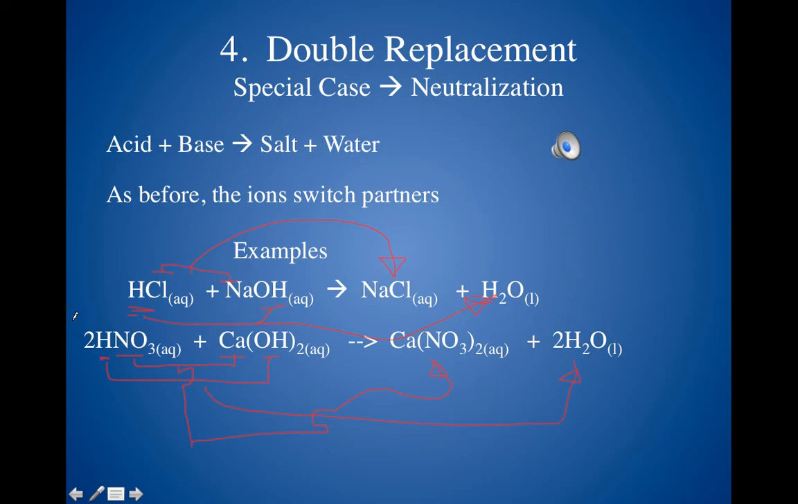Now you're going to say, well, what happens to the base and an acid? Same thing. What happens to the water and salt? Same thing, as long as they're on the proper side of the arrow. The acid and base have to be on the reactant side, and the salt and the water have to be on the product side. That's 4 types. Now we're down to our last type, number 5.